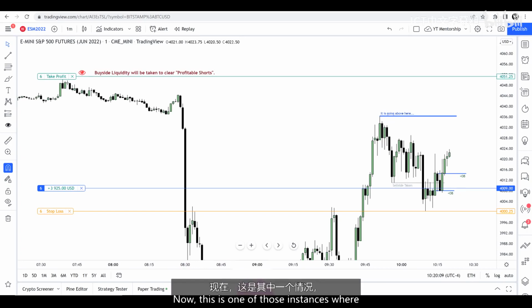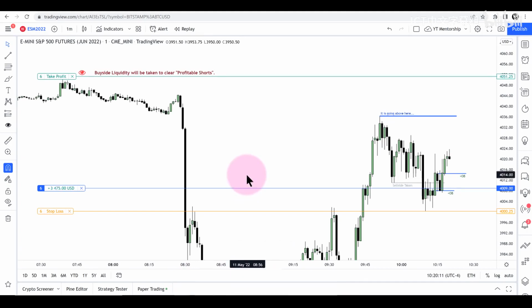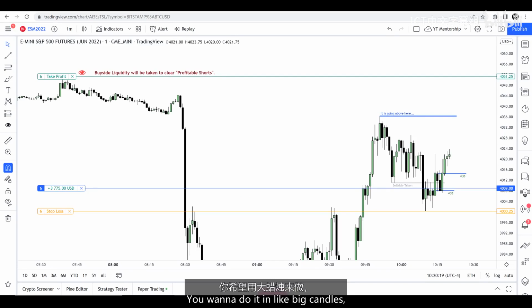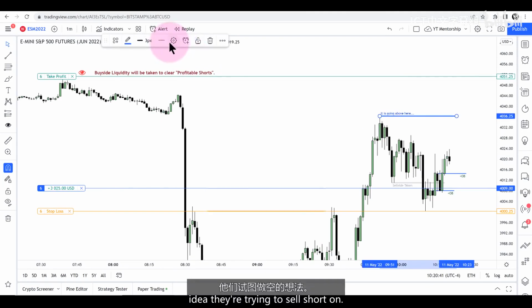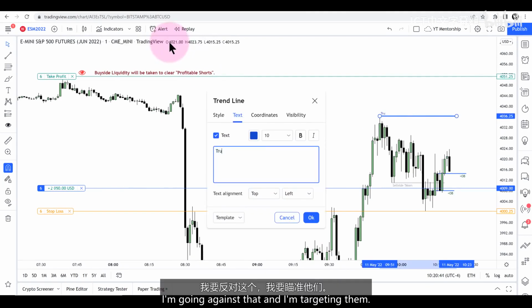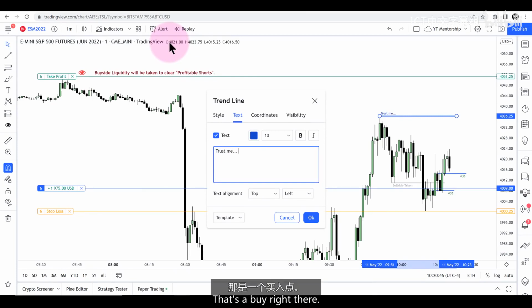Now, this is one of those instances where you're looking for price to kind of drive higher. You want to do it in big candles, speed, delivery right to where you're looking for. Traders are now trying to go short because they looked at that imbalance at 8:30, the quick sudden drop. The market has come back and rebalanced that. Now it's starting to drift lower. People that follow imbalances and things like that, because it's gotten real popular lately, that idea they're trying to sell short on. I'm going against that and I'm targeting them. Okay, so that's a buy right there.